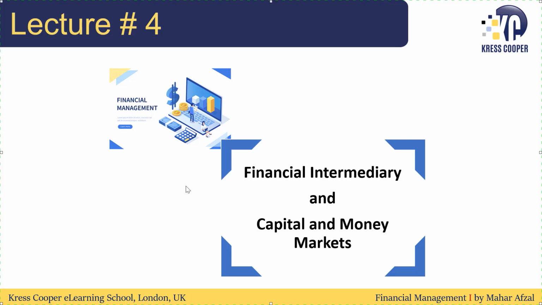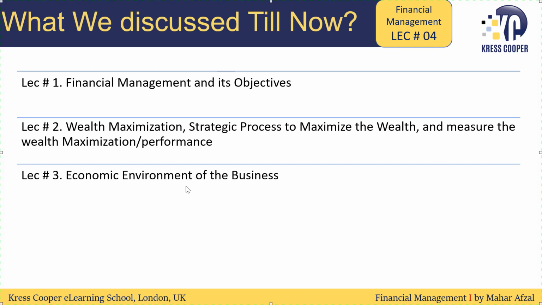In this lecture, we will discuss financial intermediaries and capital and money markets. In our previous lectures, we have already discussed what financial management is and what its objectives are. We have discussed what wealth maximization is, how to maximize wealth and how to measure performance. In our third lecture, we discussed the economic environment of the business. Today we will discuss financial intermediaries and related money markets and capital markets. So let's start.